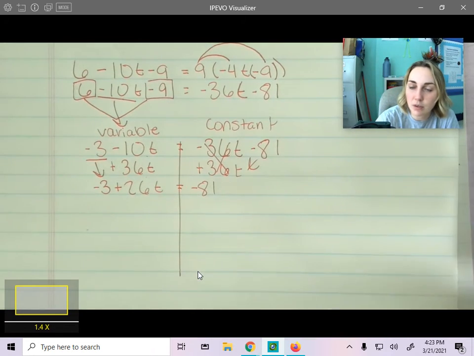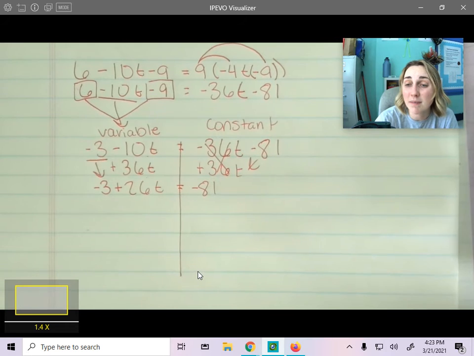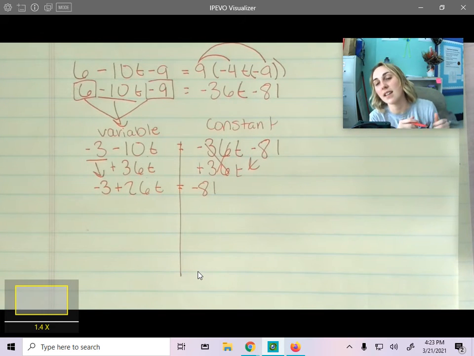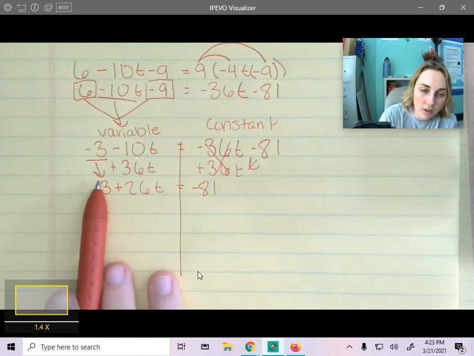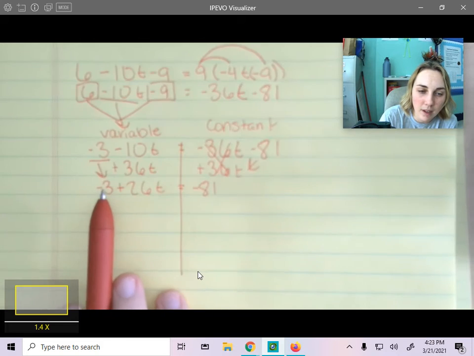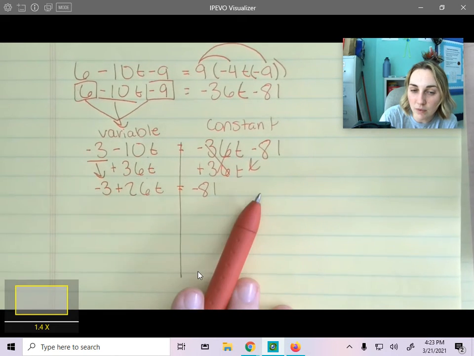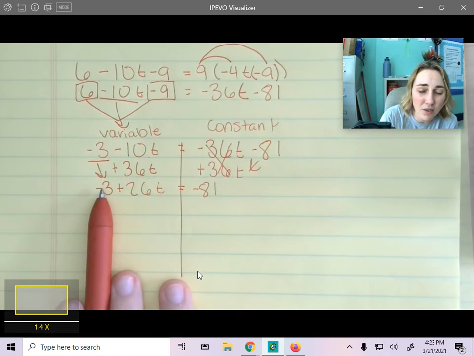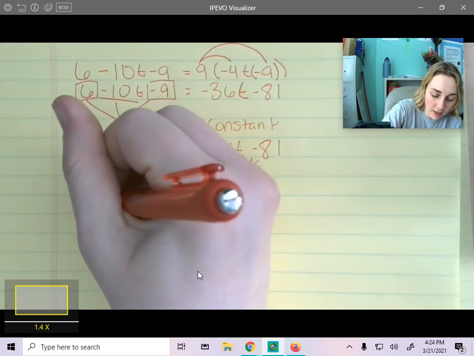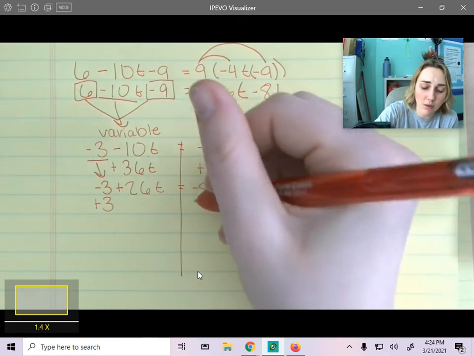All right, now I have a two-step equation. Or I need to move my constants to the other side, whichever way works for you. So I need to get rid of this first anyway. This is a negative 3, and I need to move it to this side, my constant side. So the opposite of a negative 3 is a positive 3. And if I do that on one side, I have to do it on the other side as well.